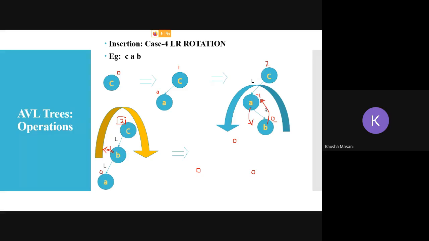we are pulling this median value up. So this is what you will get as your final AVL tree outcome, where the balance factor at A is 0, at C is 0, and at B, 1 minus 1, that is 0. So this is your LR rotation.